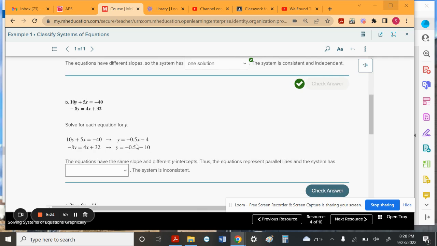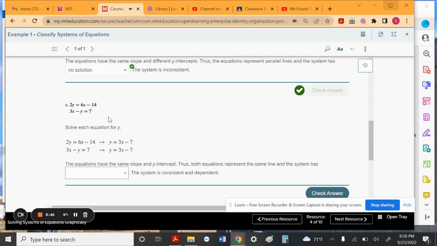If we solve for y, notice both of the equations have the same slope, but they have different y-intercepts, which means they are not the same line. If they're not the same line, then they're parallel, which is what this is talking about. So we have no solution, and so the system is inconsistent.